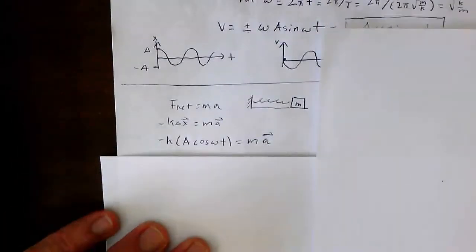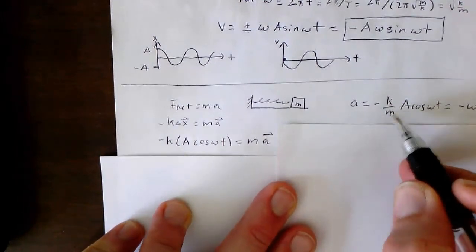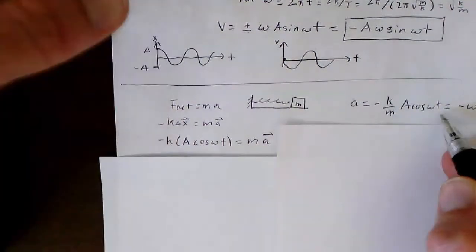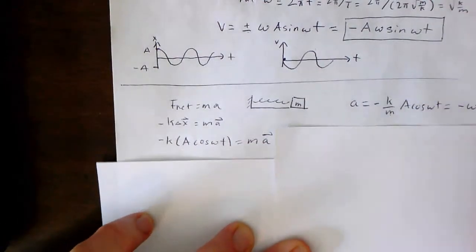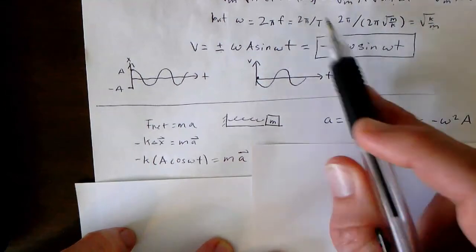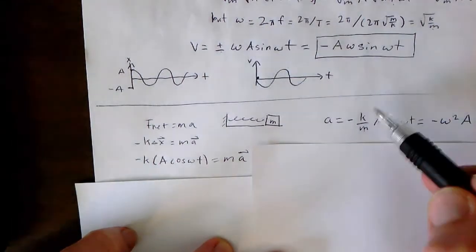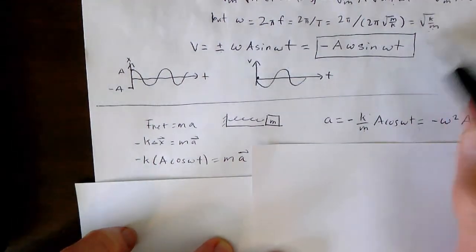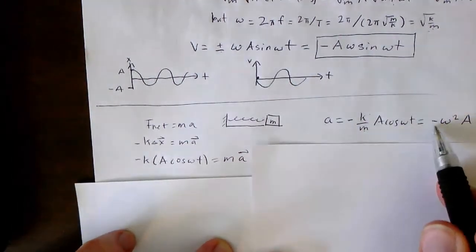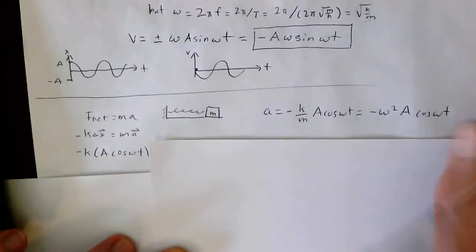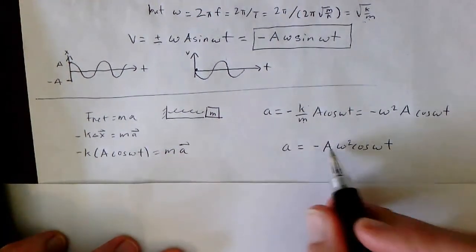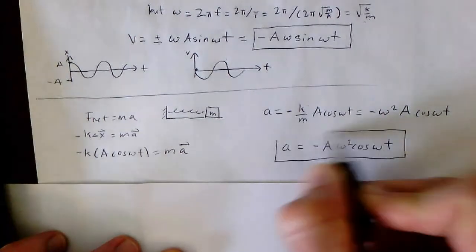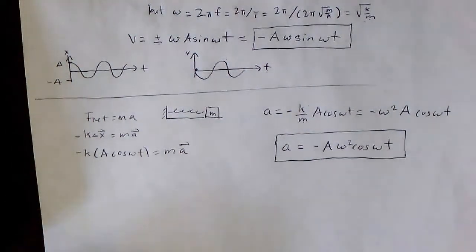We're going to solve for a, divide both sides by m, so minus k over m, a cosine omega t. But this k over m, I've seen that somewhere. We said that root k over m was omega, so k over m is omega squared. If you square this, you get omega squared. So this becomes minus omega squared times a cosine omega t, and then I'm just going to switch the a and the omega because that's the way people like to write it. And so this is an equation for the acceleration of the mass as it goes back and forth.